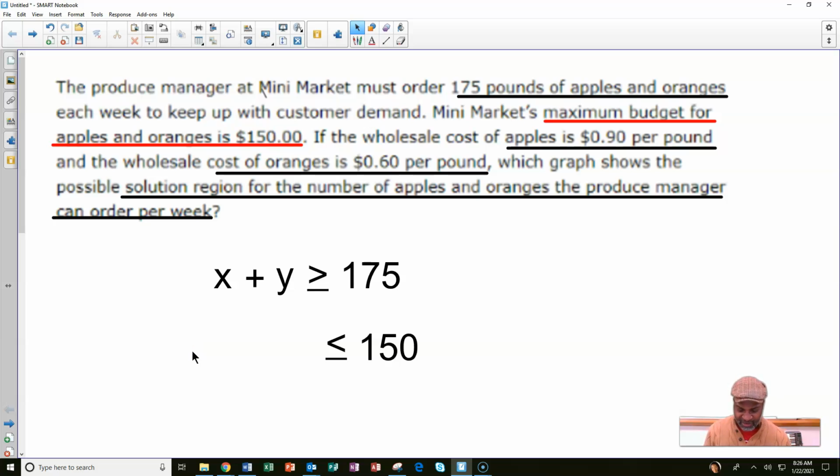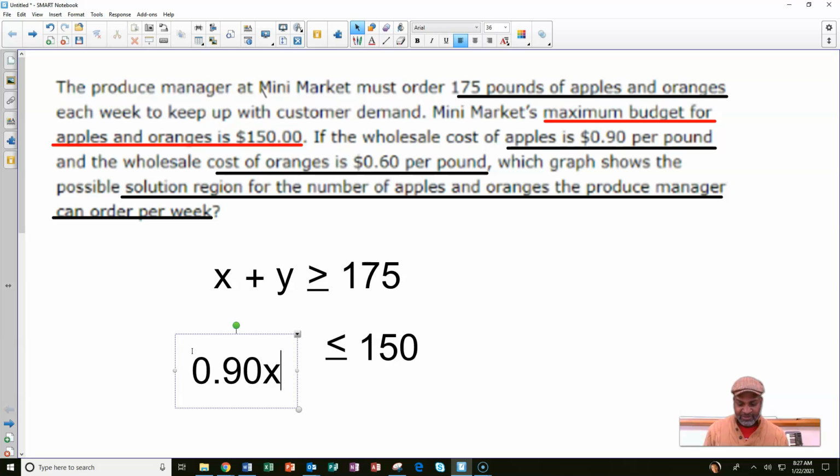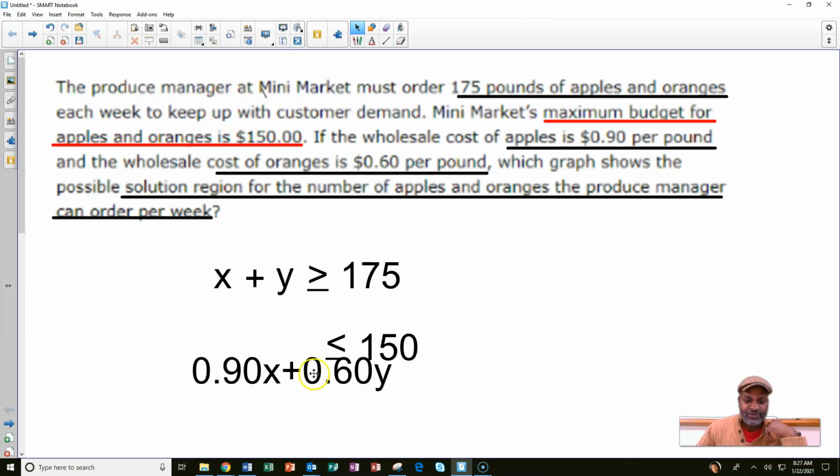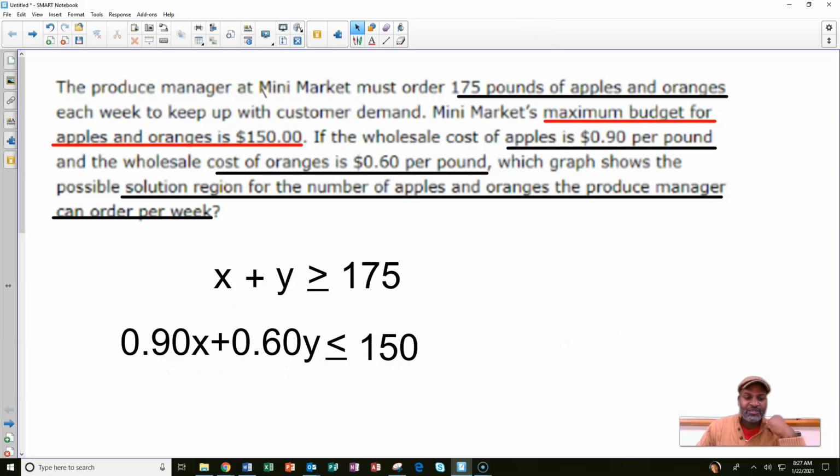So we need 0.90 for every apple, plus, he's buying oranges too, 0.60. I'm just writing in financial terms for every pound of orange. So now you've got two inequalities. Let's graph those and see what we get.